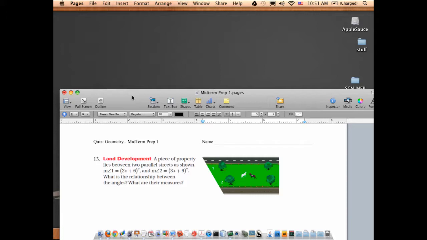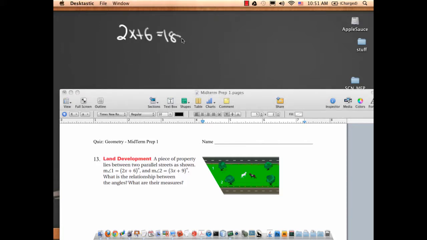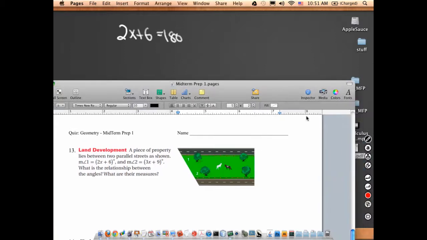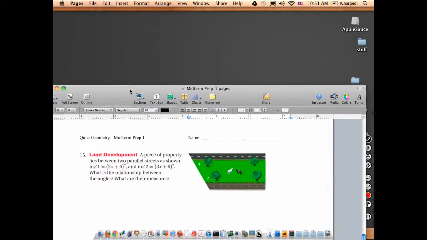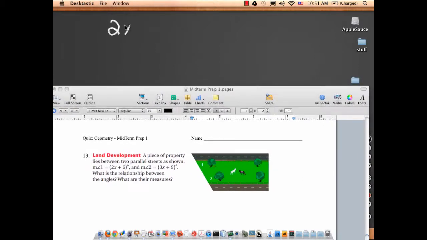So what you're saying is I take 2x plus 6 and set it equal to 180? No. They're not going to be the same. I add them and set the addition equal to 180. Yes. So they're not necessarily equal. Same side, because if they add up to 180, one of them could be 30 degrees, the other one would have to be 150. So they don't have to be the same, right?